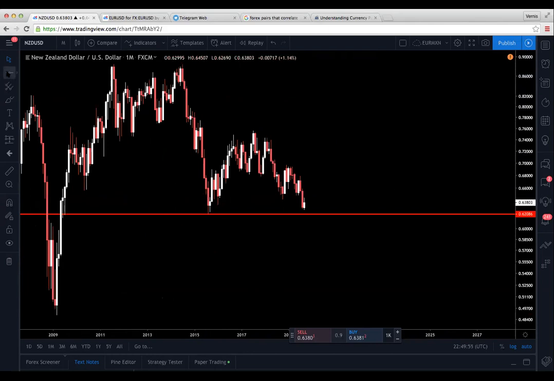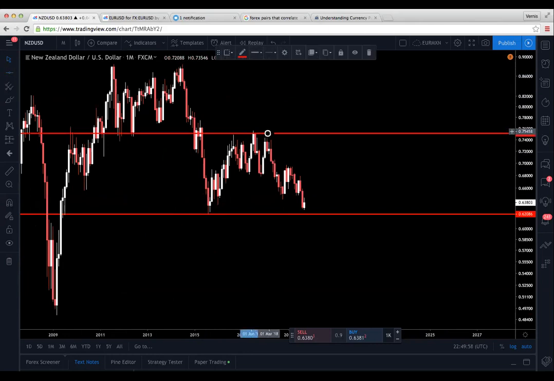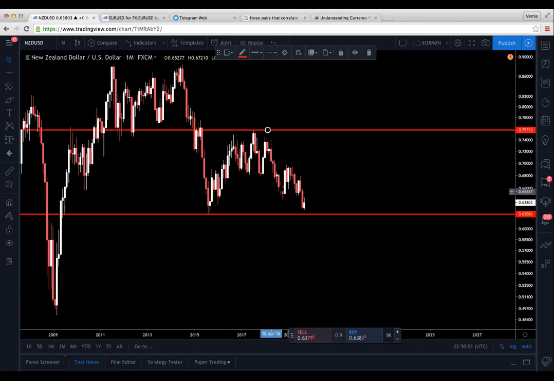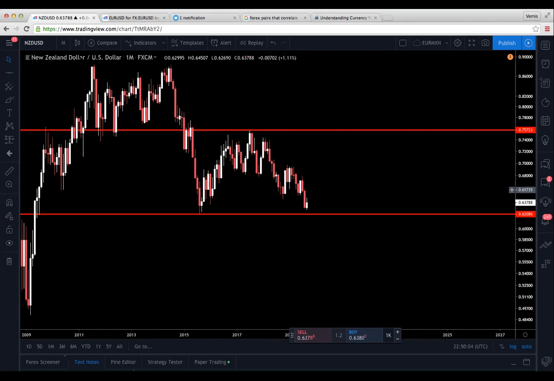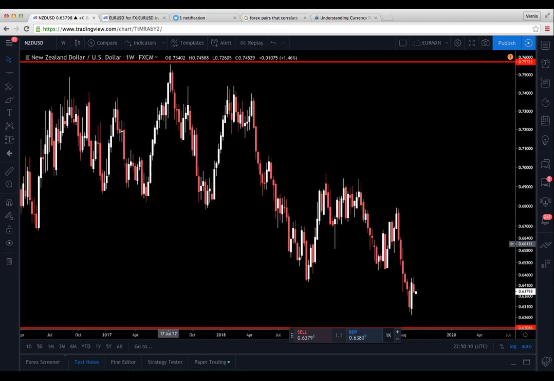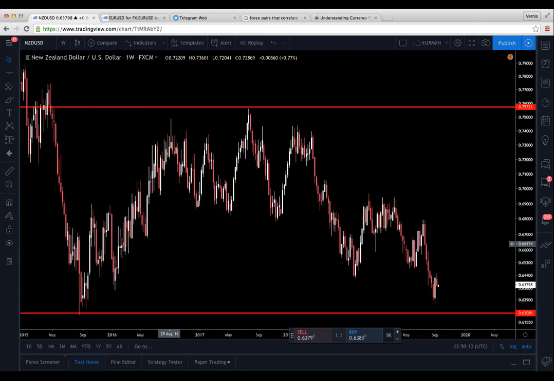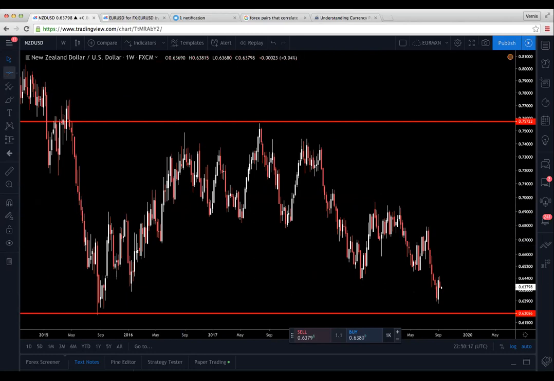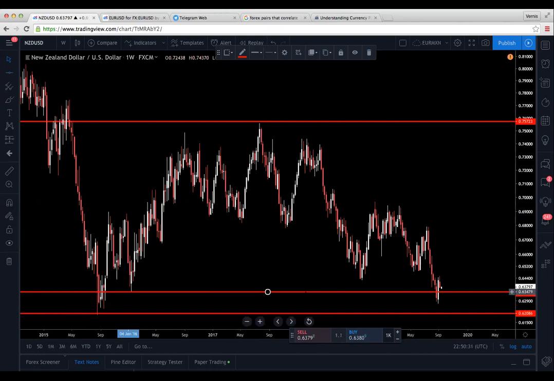And we could do here, it's fine. Right at the wick, okay? That's enough right there. We're going to go down to the weekly time frame. We can do this here. Weekly is going to be blue.